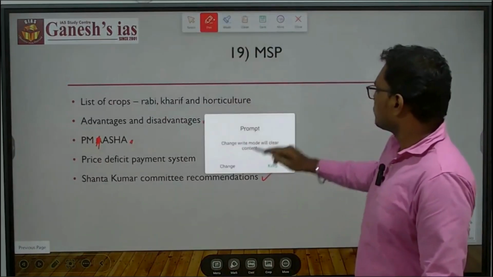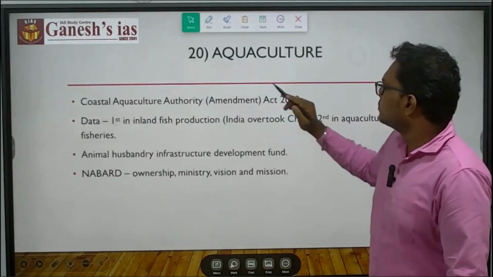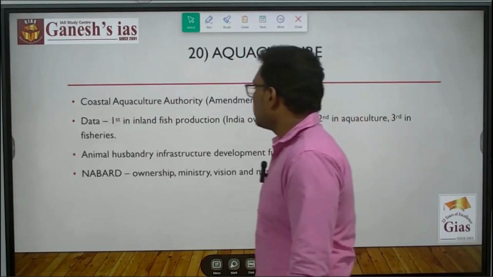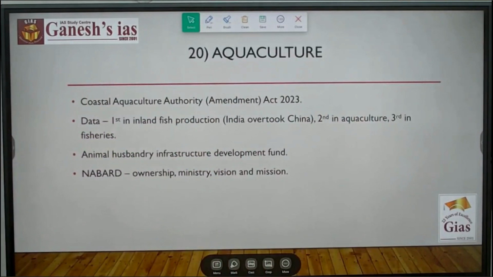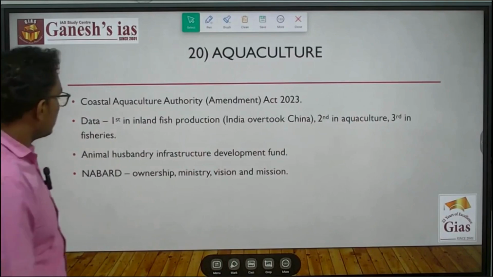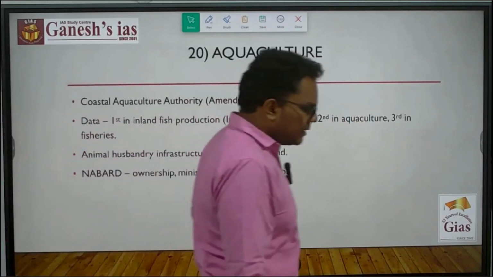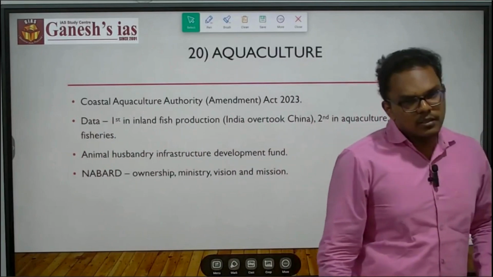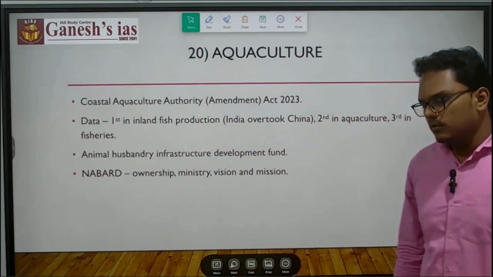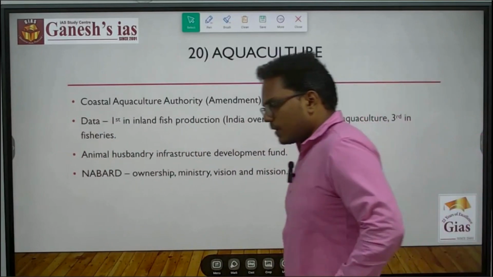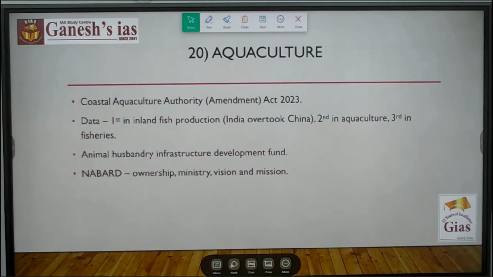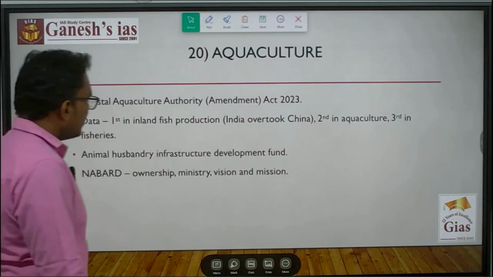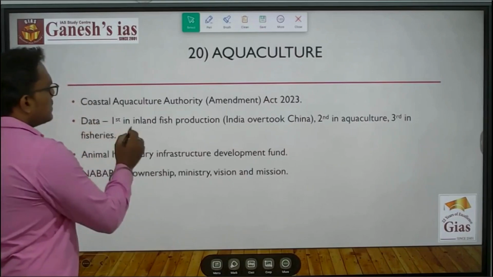Moving on, aquaculture. So recently, Parliament has passed this Coastal Aquaculture Authority Amendment Act. So first, you need to know what is aquaculture. It's nothing but breeding of fishes and other aquatic species. So that's your aquaculture, and you need to know some data about that.